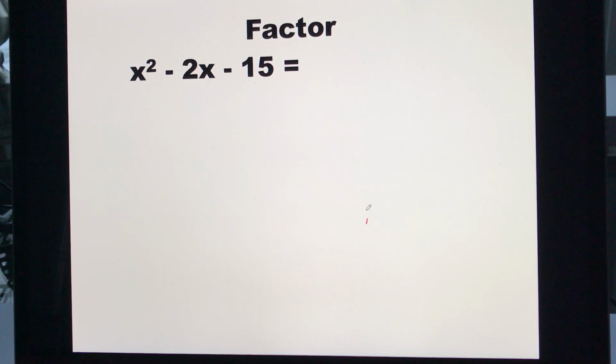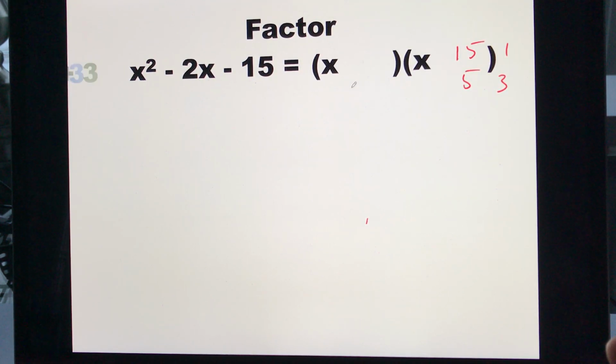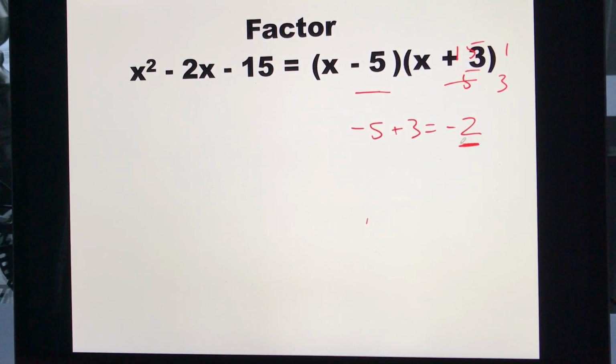How about this one? X squared minus 2x minus 15. Okay, what multiplies to get 15? 15 and 1? No. 5 and 3? Yes, they're separated by 2, so I know those two numbers are going to work. My brackets go down, and I have a negative 5 and a positive 3. I chose a negative there because I want negative 5 plus 3 to equal my negative 2, and that's the negative 2 I have sitting in the middle.